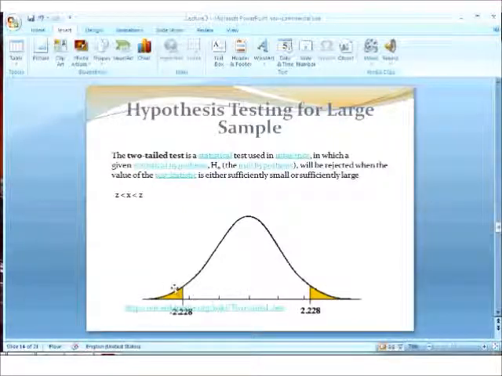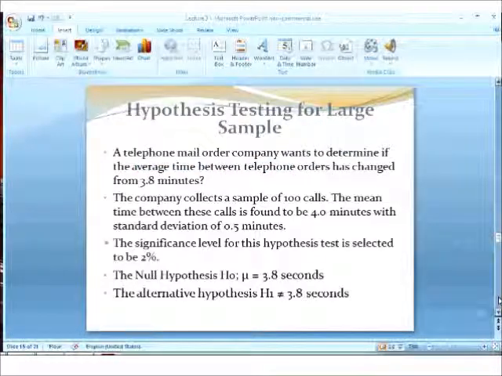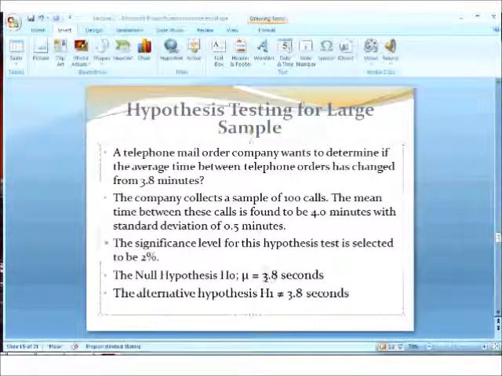1% in this region, 1% in this region. So for our claim to be accepted, it should lie somewhere over here. So we divide it by 1% over here and 1% over here. The null hypothesis is that mu is equal to 3.8 seconds. It's that the mean time between the orders placed through telephone is 3.8 seconds, and the alternative hypothesis is that it is not equal to 3.8 seconds.